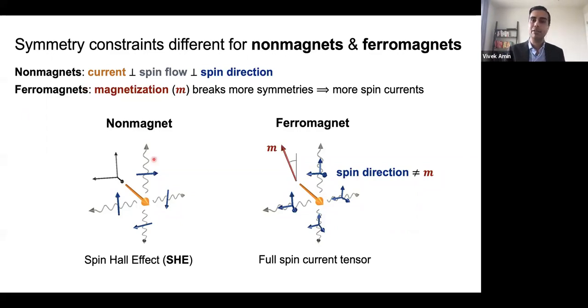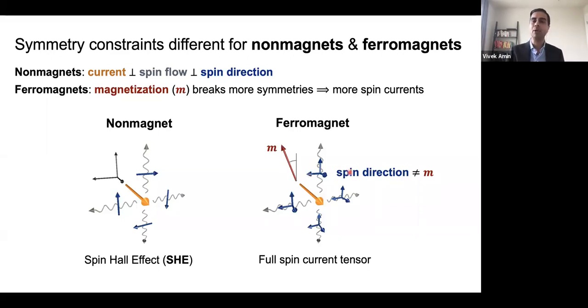So for instance, if we look at this cartoon here, in the non-magnetic region, if we turn on an electric field, we expect this spin flow where everything is mutually orthogonal to each other. However, if we have a ferromagnetic layer and the magnetization is tilted at some arbitrary angle, even if we still consider these types of Hall currents, we can still have all three spin directions being allowed and non-zero. This is what's allowed by symmetry.